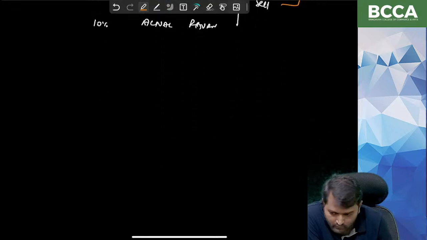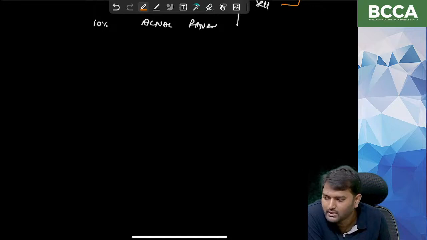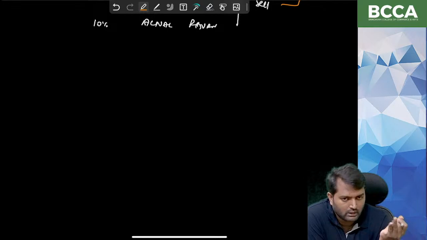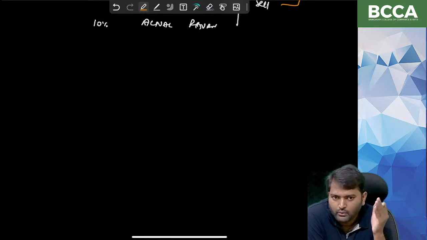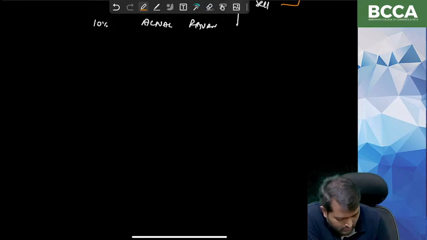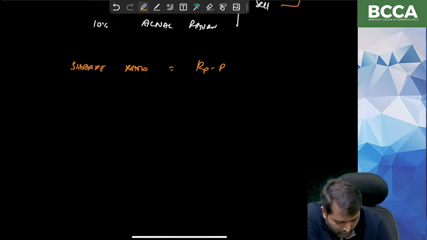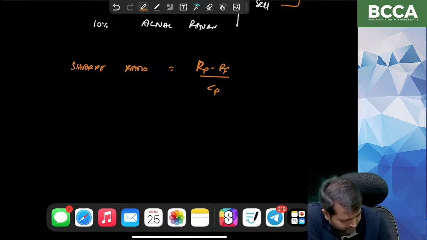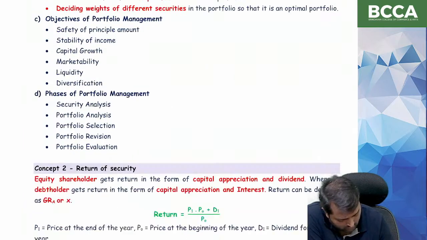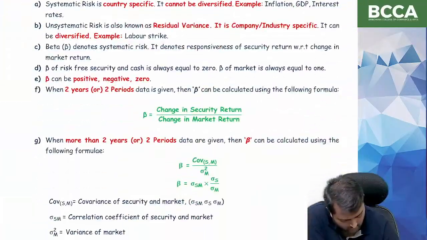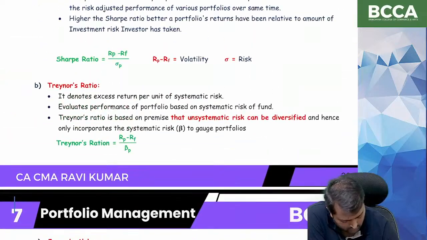Next concept, we have the Sharpe ratio. As discussed, Sharpe ratio, Treynor's ratio. These Sharpe ratio, Treynor's ratio, and Jensen's alpha, these three are used by the mutual fund managers to decide whether to make a fresh investment or sell the securities. So simple. What is the Sharpe ratio? Sharpe ratio is equal to RP minus RF divided by sigma P. Are you getting my point? RP minus RF divided by sigma P.